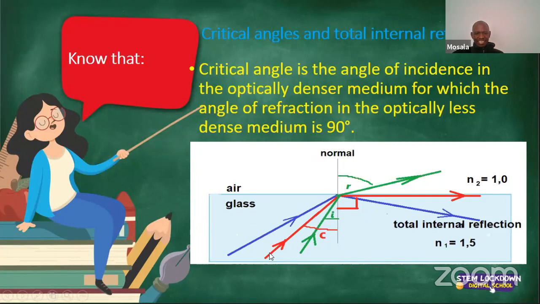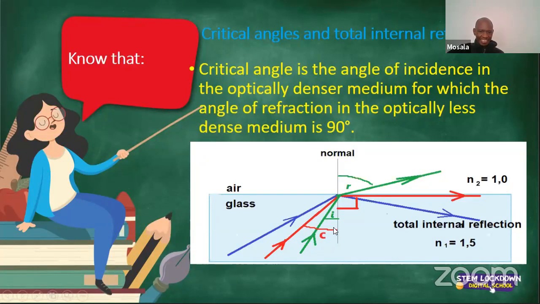A critical angle is the angle of incidence whose angle of refraction is 90 degrees. Meaning that this line and the normal will be 90 degrees. Now, if you look at the light ray represented by a blue color, it is reflected back into the glass as it tried to move into the air. So what is the reason for that?